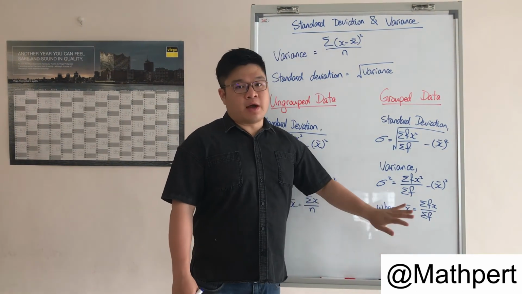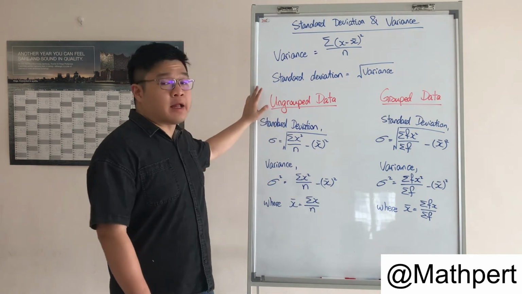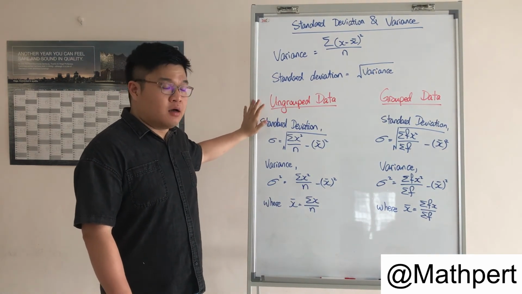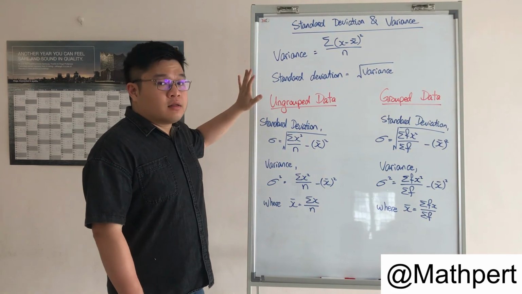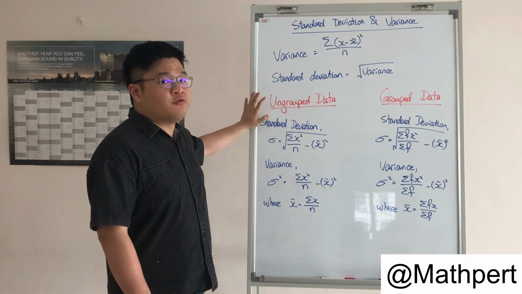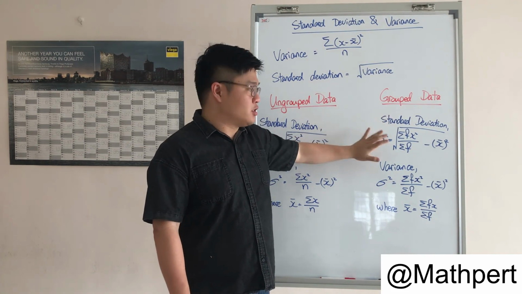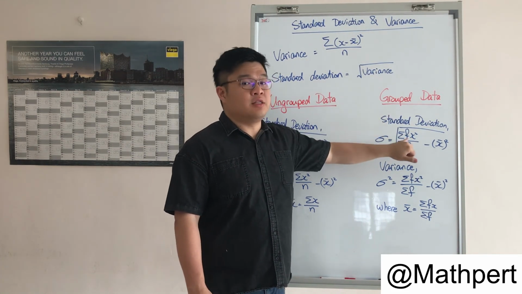Then sometimes we are given questions in grouped data where the data is given in a frequency table. For ungrouped data that is given in a frequency table, you can use the grouped data formula, because there is a frequency in this formula.